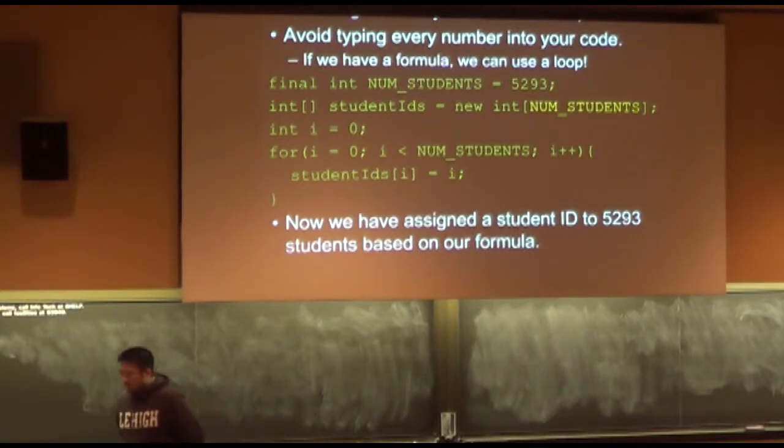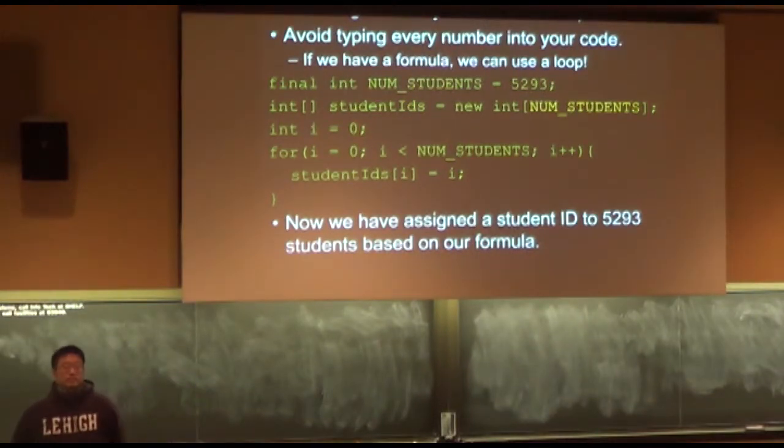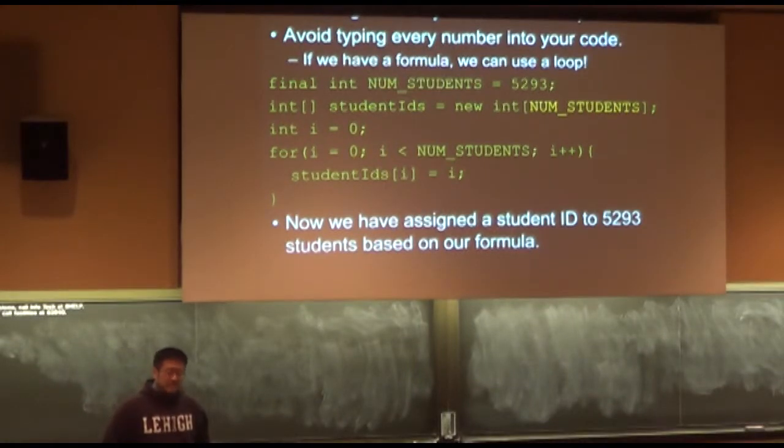So the reason why we have arrays, of course, is not so that we can do things in a tedious way. It's so that we can have the computer do things faster for us. So one way that I can initialize the array faster is to create a loop where initialization of the array is handled inside the loop. So here's an example. I can declare my num students variable. Then I can declare the student IDs and allocate value for it.